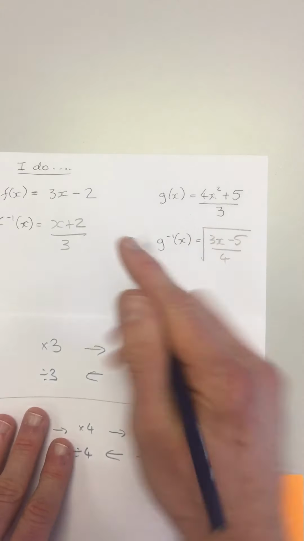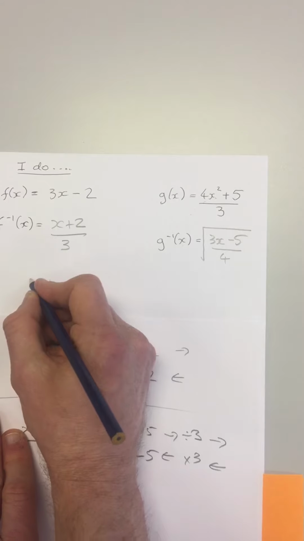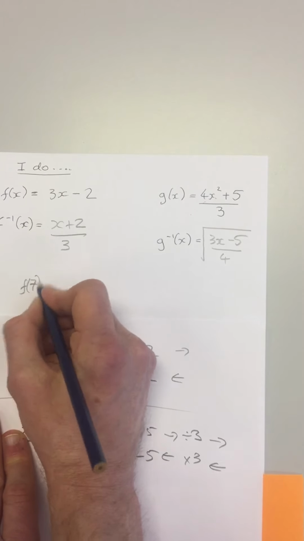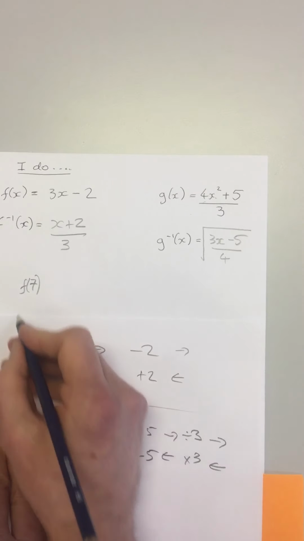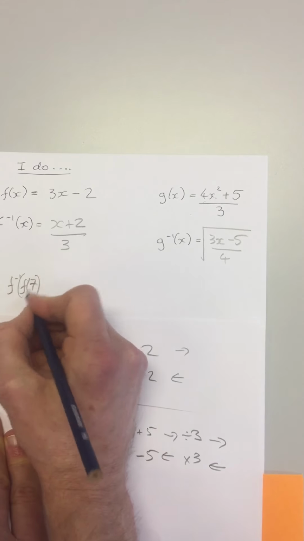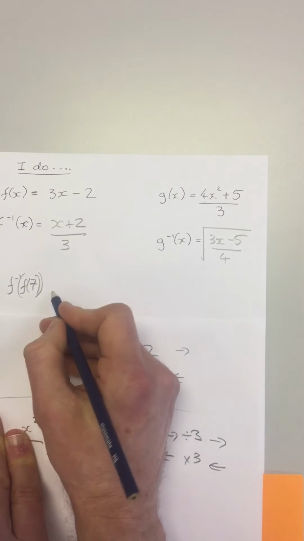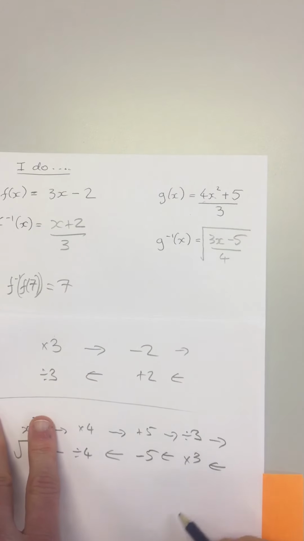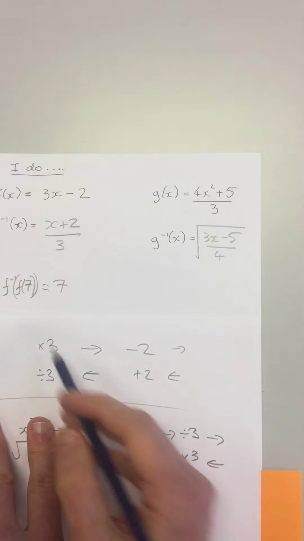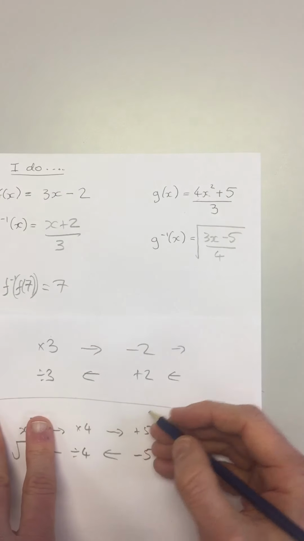So for example, if I was to substitute, let's say 7 into my function f, so if I was to do f of 7, get that answer and then substitute that into the f inverse function, I would get back to 7. That's the idea of these inverse functions. They will cancel out the function itself.